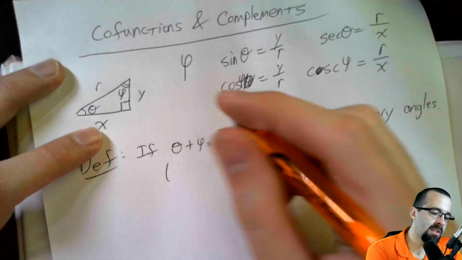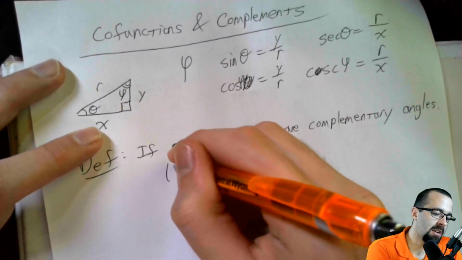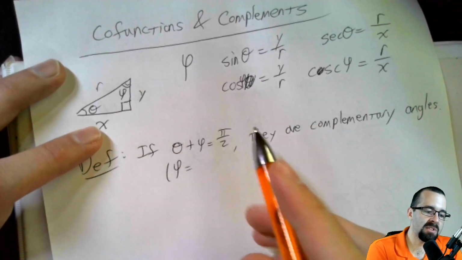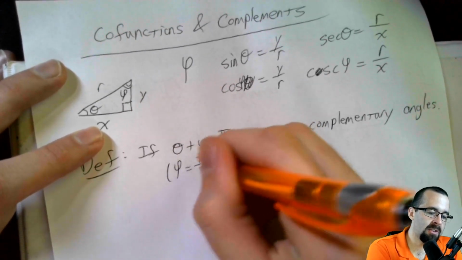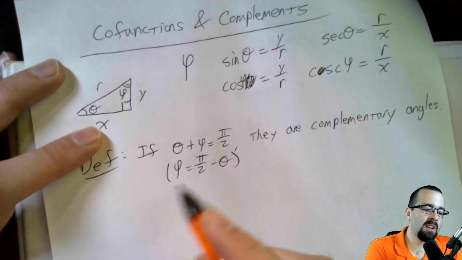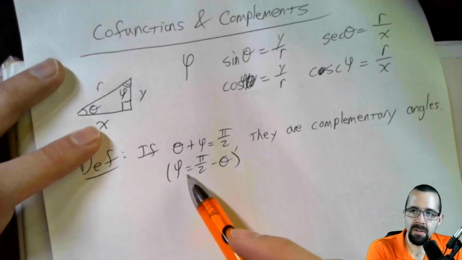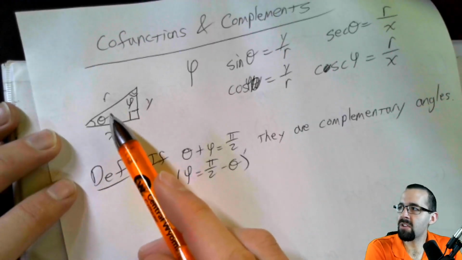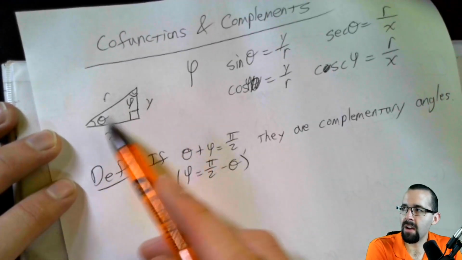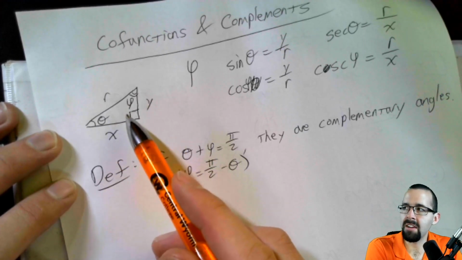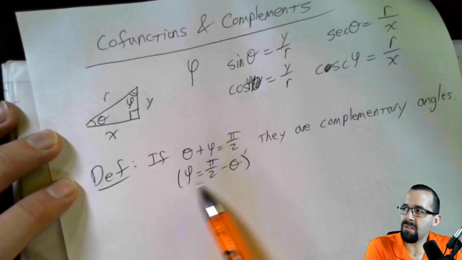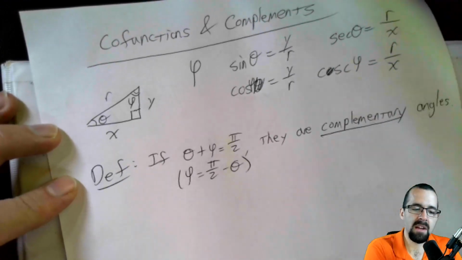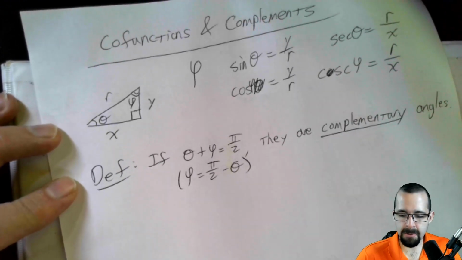Another way you may want to think about this is you may wish to think of phi. If we solve for phi, the way we solve for phi is subtract both sides by theta. You get pi over 2 minus theta. That's another way of thinking about a complementary angle. But the important thing is realizing that complementary angles are just the two angles in a right triangle. They add up to 90 degrees, or one of them is 90 degrees minus the other, equivalent ways of thinking about them. So that's the definition of a complementary angle.